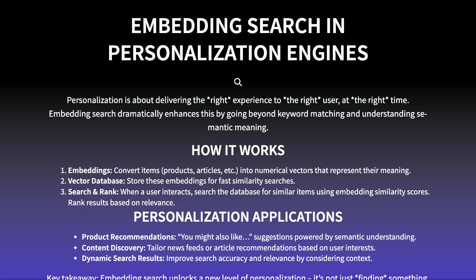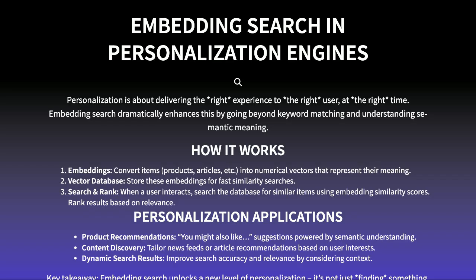Okay, let's talk about how embedding search can supercharge your personalization engines. Basically, we're moving beyond simple keyword matches and diving into understanding the meaning behind what users are looking for or interacting with. First, we create embeddings, which are like unique fingerprints representing the meaning of each item, whether it's a product, an article, or anything else.